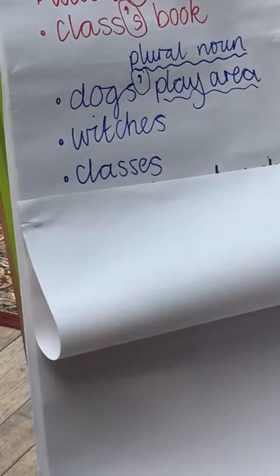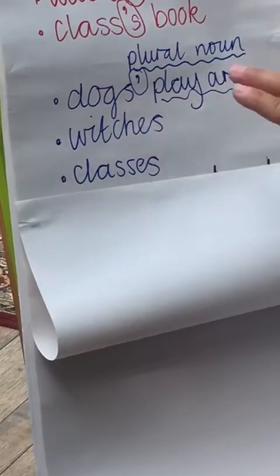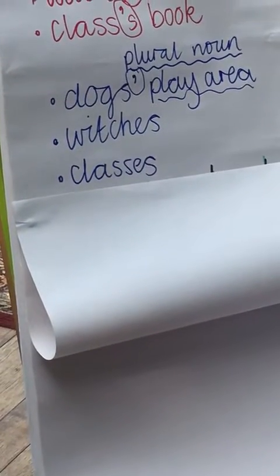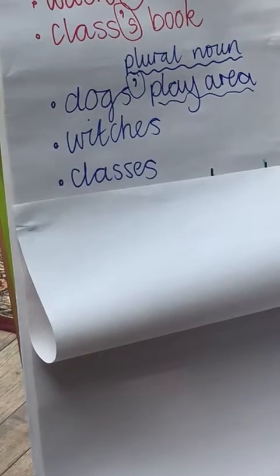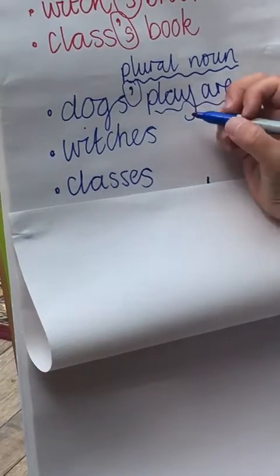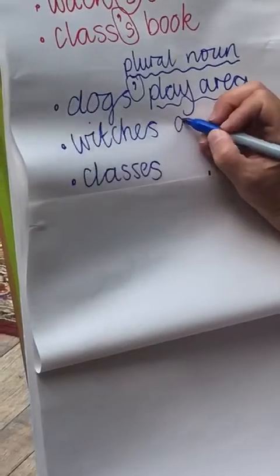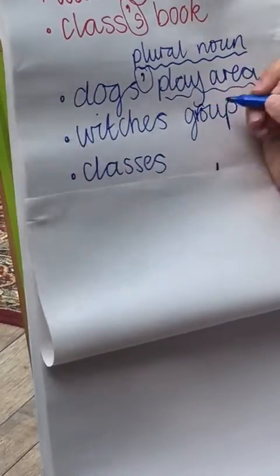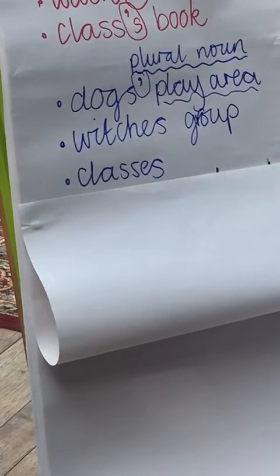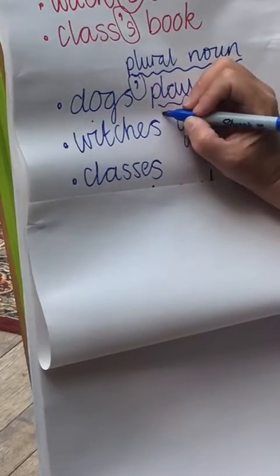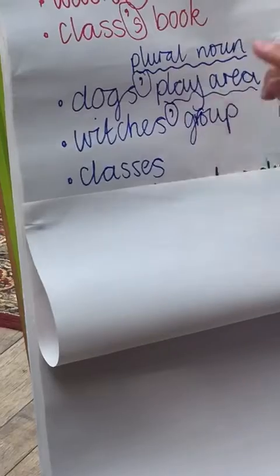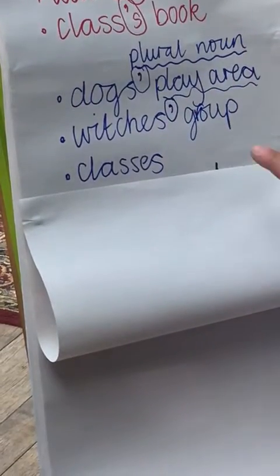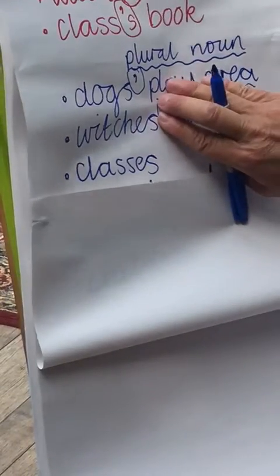Look at witches. This time we're talking about 2 witches or 3 witches or 4 witches. So this time we're going to talk about the witches' group. So let's say the witches' group, maybe they all get together every week and have a lovely group. So there you go, the witches' group. I need to just put an apostrophe up in the air. I don't do apostrophe S. I already have an S on the end of my plural noun.